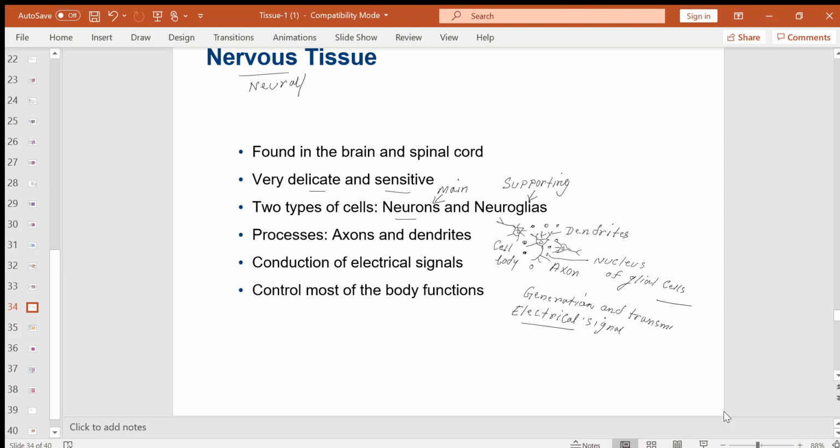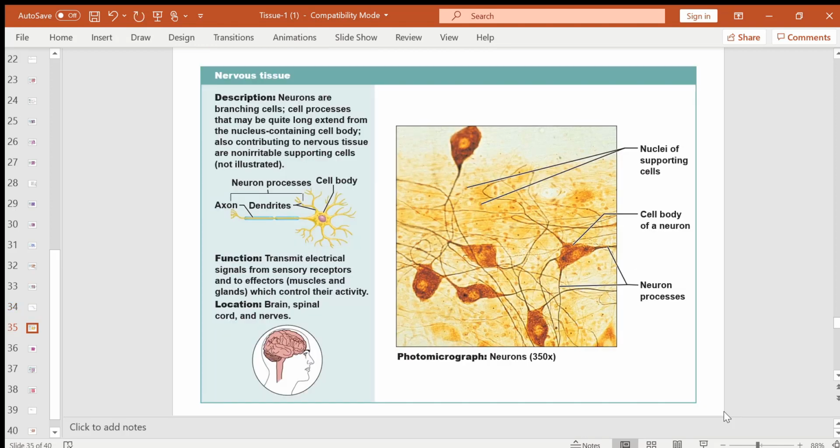Transmission. Okay, so generation and transmission of the electrical signal. Here you see the nervous tissue under the microscope. So this is a neuron cell body here, you see, and this is axon, and these are dendrites. Okay, so you see the neurons, the main cells, and you see these tiny structures. These are the nuclei of the supporting cells, neuroglia.